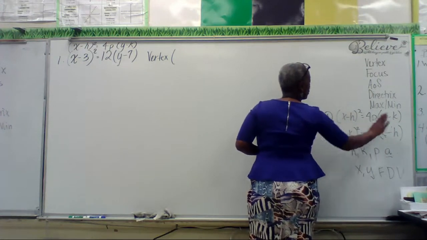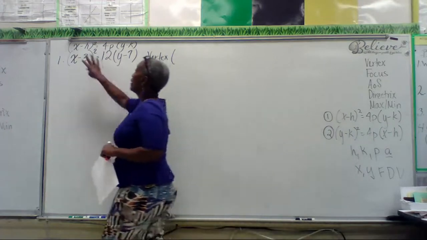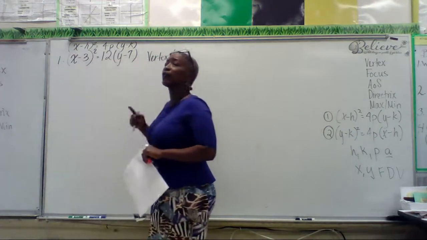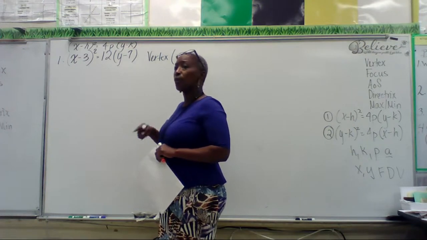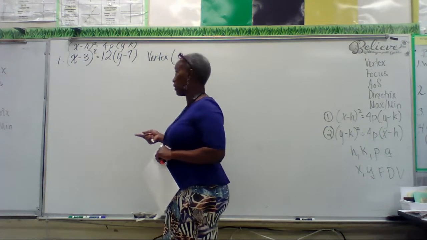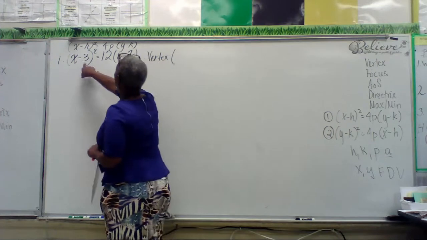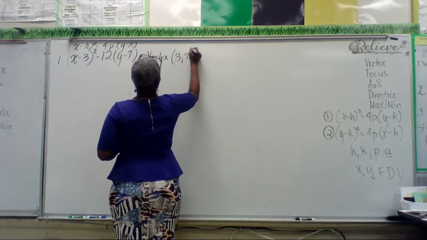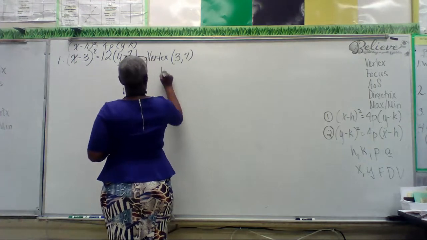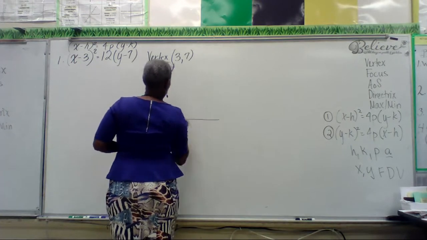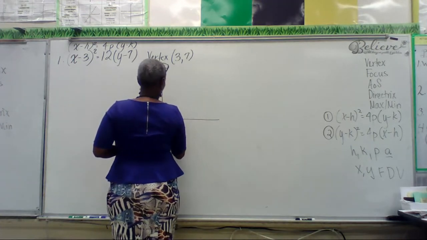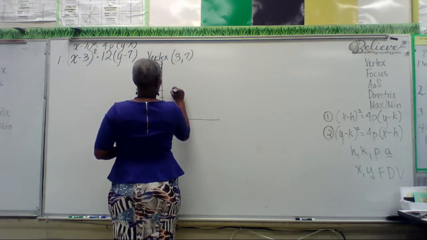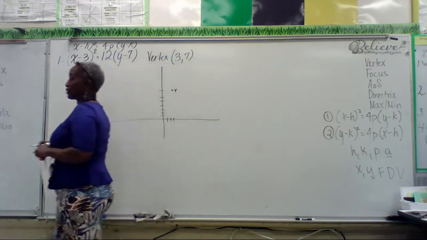So when you look at the example you're going to use, make sure you identify h and k correctly. And we will always change the sign as well. So this will be a positive 3, and a positive 7. So let's go ahead and draw a graph. We're going to go positive 3 and 7, and we're going to put a V there for vertex.